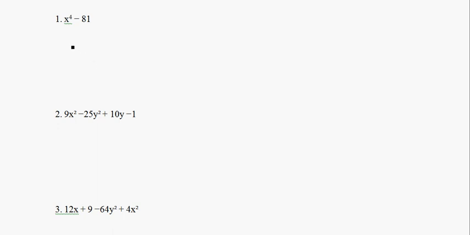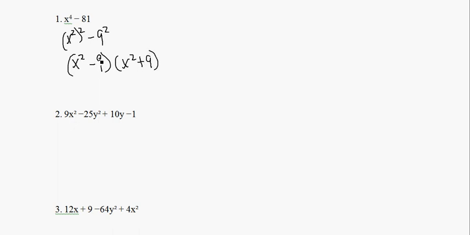Okay, here's a little potpourri of factoring problems. Here we have a difference of two squares, where this is x squared, quantity squared, and this is 9 squared. So here we have a difference of two squares. So it's x squared minus 9, x squared plus 9.